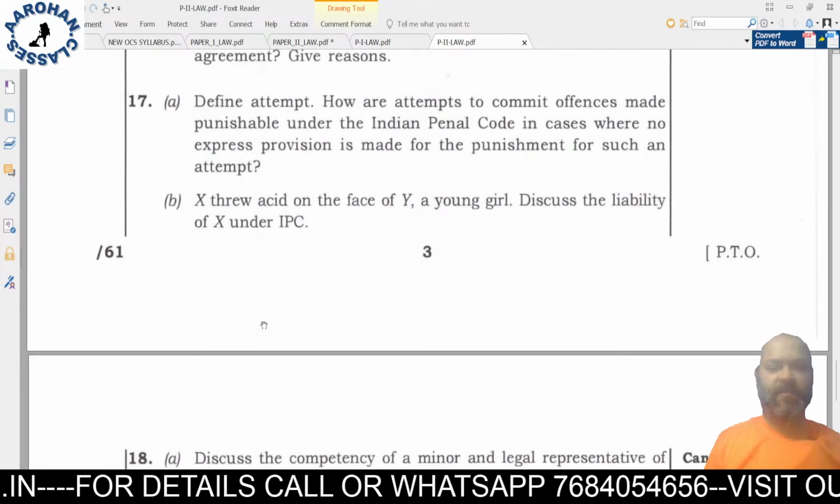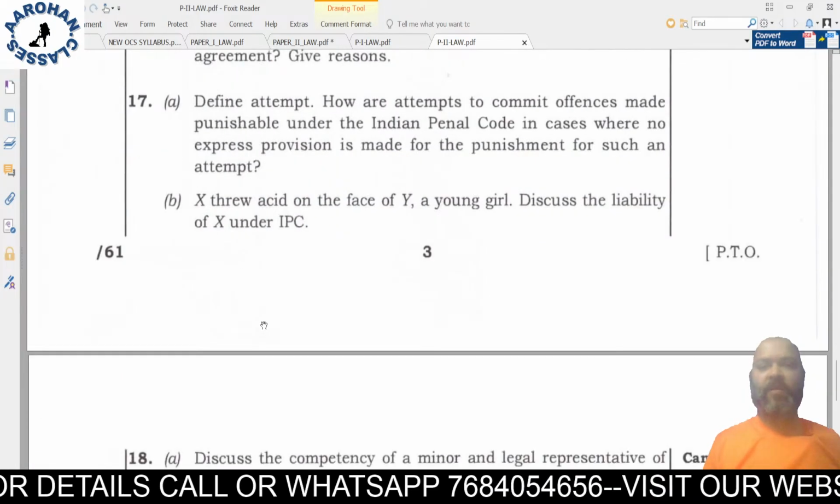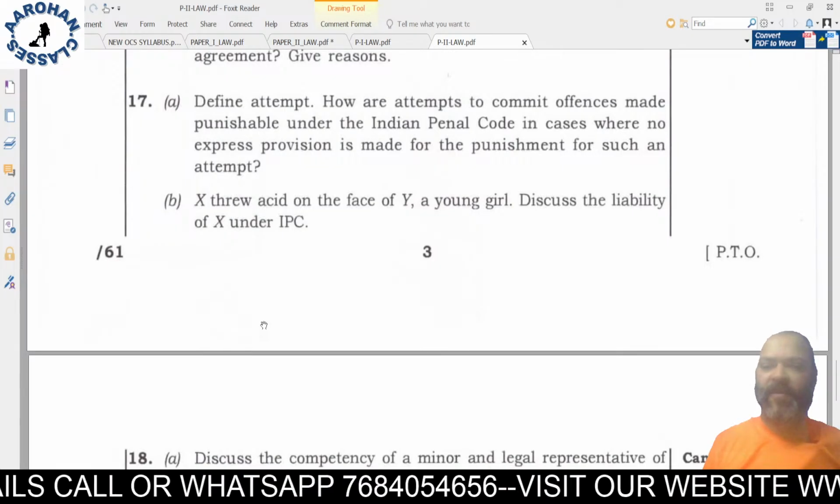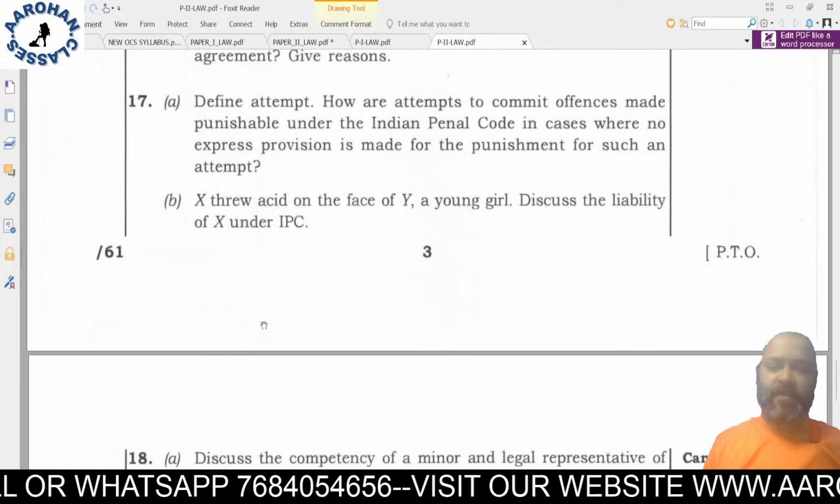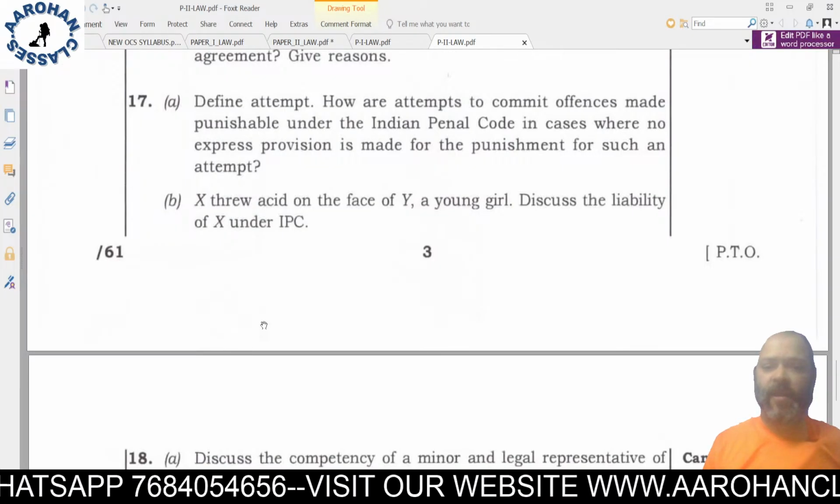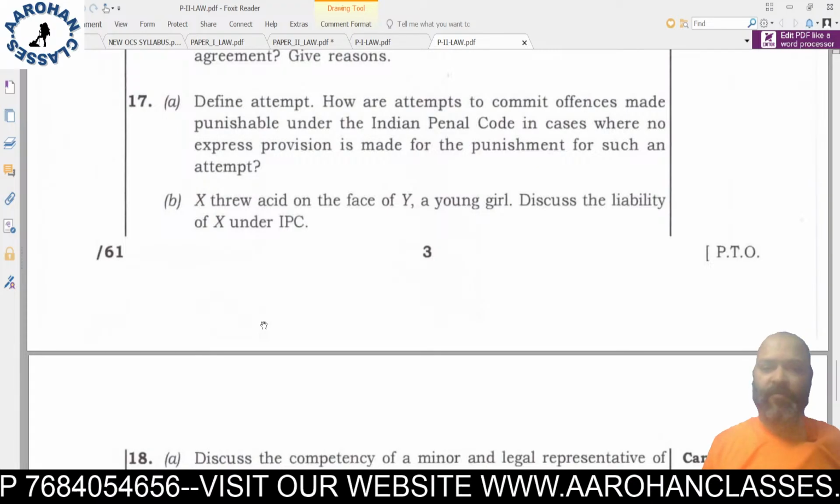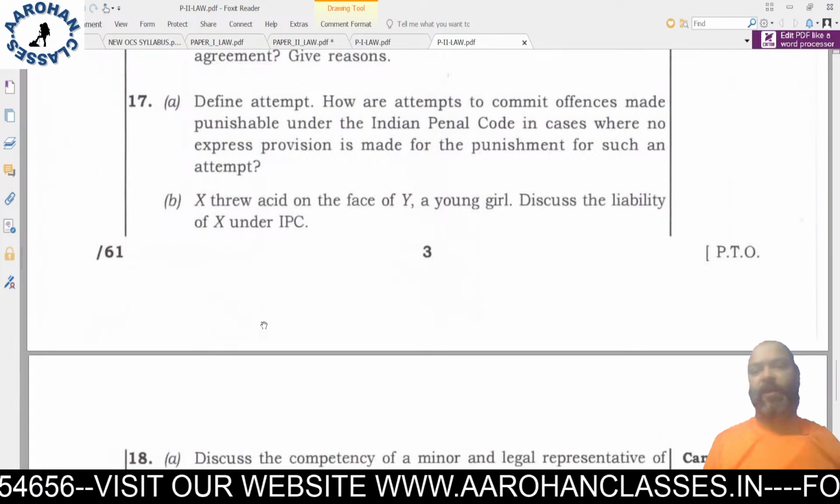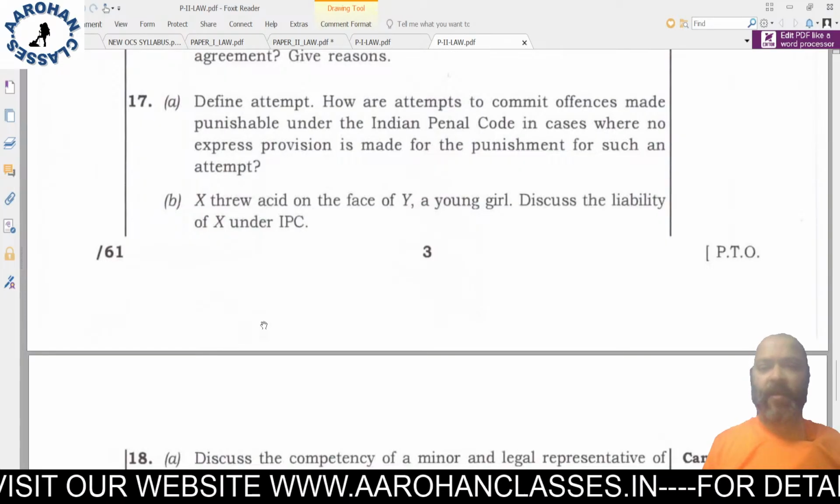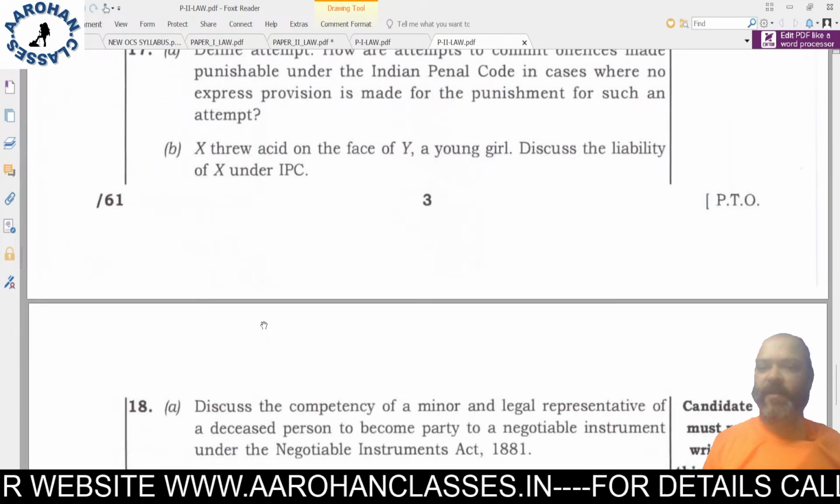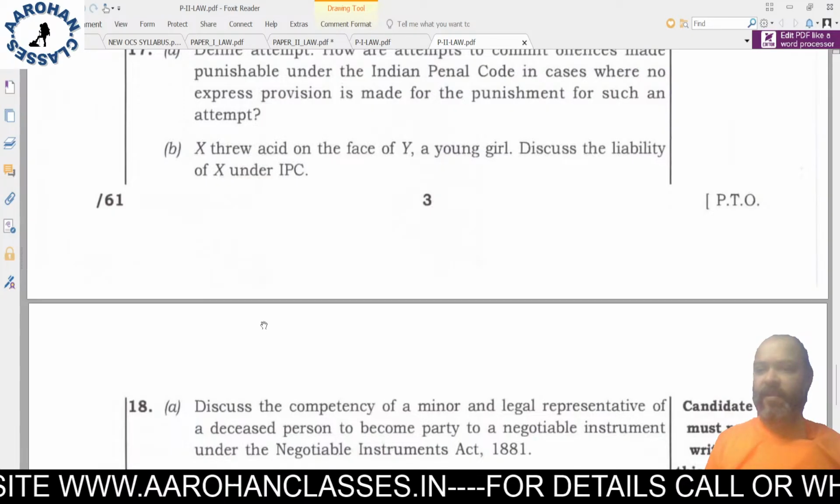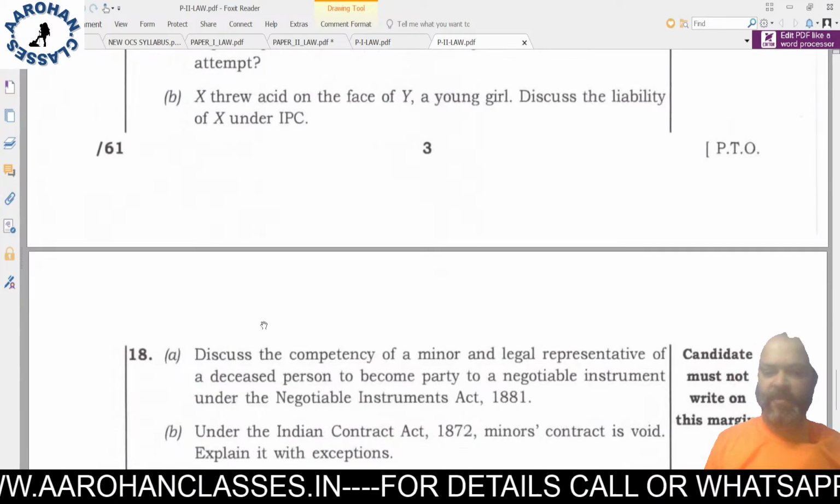Give reasons. Define attempt. How are attempts to commit offences made punishable under Indian Penal Code? In cases where no express provision is made for punishment for such an attempt. X threw acid on the face of Y, a young girl. Discuss the liability of X under IPC.